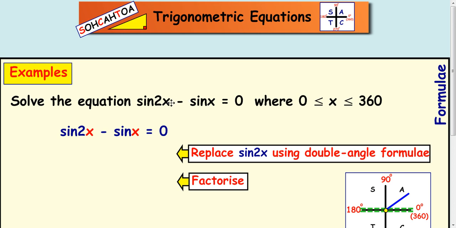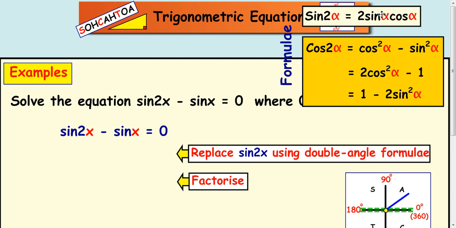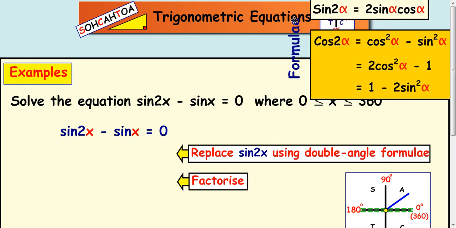But what we can do is, we know that sine 2x is equal to 2 sine x cos x from the formula sheet. So there is no choice here to substitute anything else in, so whenever you see a sine 2x in a trig equation like this, then we can just substitute this in here. So that's going to turn into this here, 2 sine x cos x take away sine x equals 0.